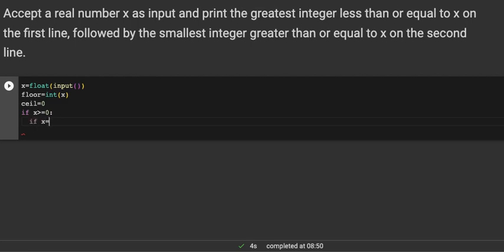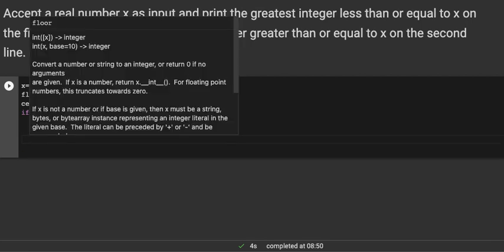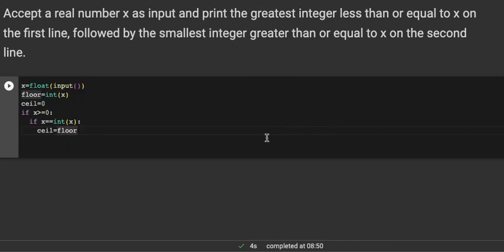if x is integral, then it is for sure ceil becomes also equal to floor, because here we must get the integral part of both the ceil as well as the floor. We will get the smallest integer greater than or equal to x and the greatest integer less than or equal to x the same. So we will get the same output for both ceil and floor when x is an integer, so we will get the same answer for that.